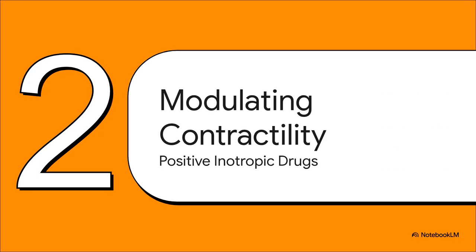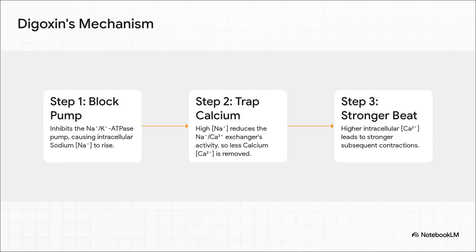Okay, so we've covered the pipes. Now let's talk about the pump, the heart itself. We're going to see how drugs can actually increase its force of contraction, a property we call positive inotropy.